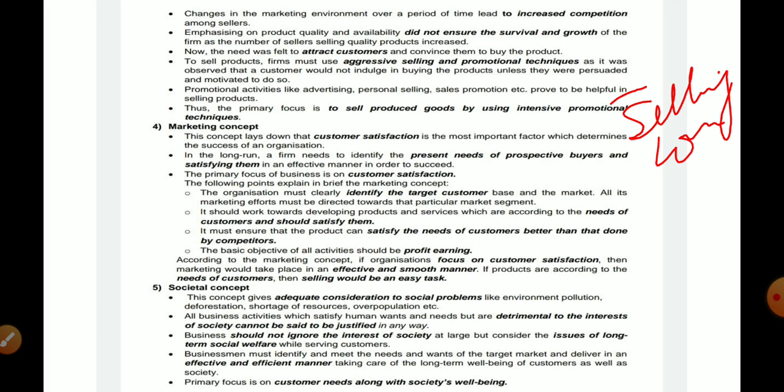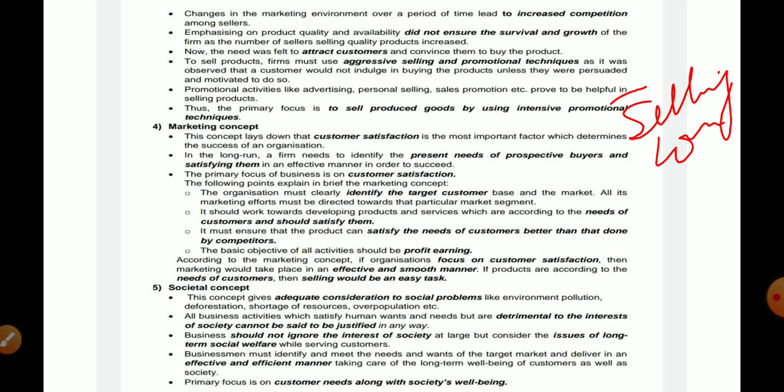Now, the need was felt to attract the customer and convince them to buy the product. Selling the firm's products by aggressive selling and promotional techniques is the main focus of the selling concept. Promotional activities like advertising, personal selling, sales promotion, etc. are helpful in this. Thus, the primary focus of the selling concept is to sell the produced goods by using intensive promotional techniques, such as advertisement and sales promotions.